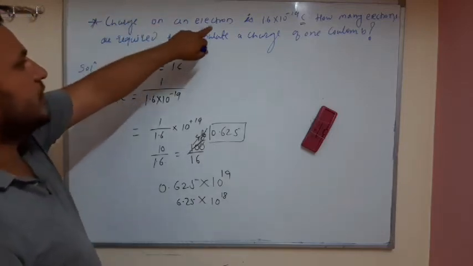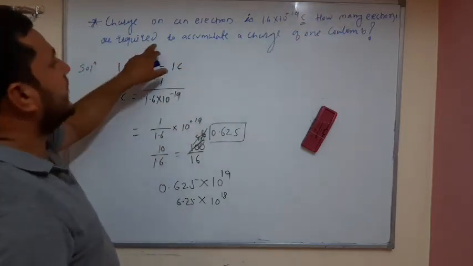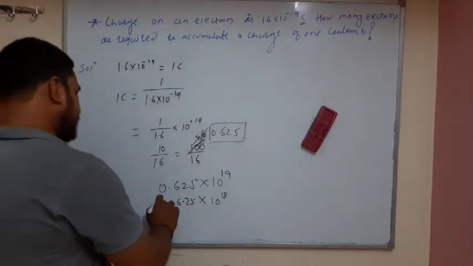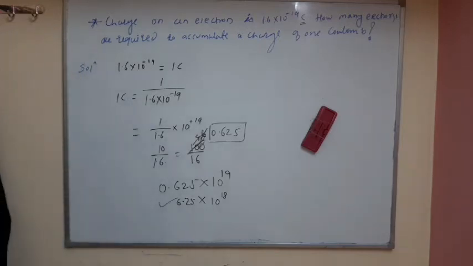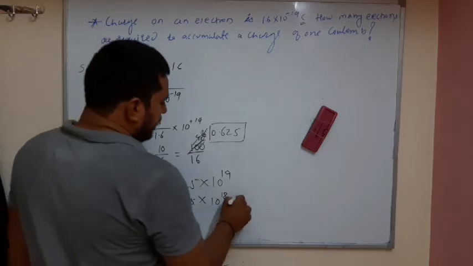The charge on an electron is 1.6 into 10 raised to minus 19 coulomb. How many electrons are required to accumulate a charge of 1 coulomb? So the required answer is this one. Before going to the next, you try to observe whether this answer is correct. We are going through the very easiest and simplest way. The answer is already calculated: 6.25 into 10 raised to 18 electrons.